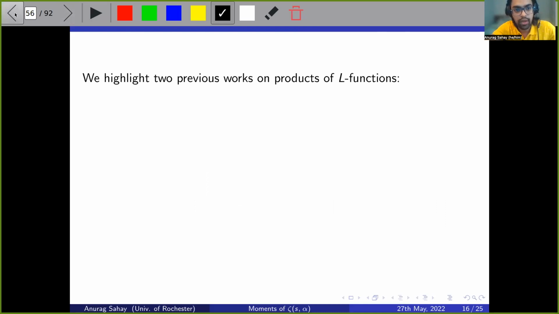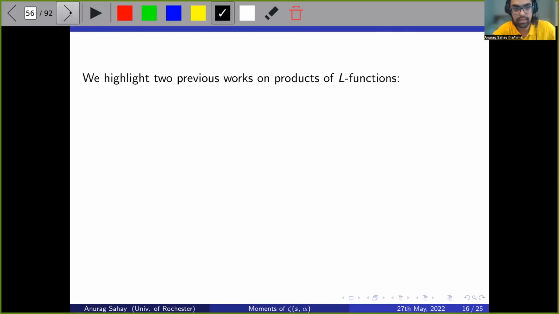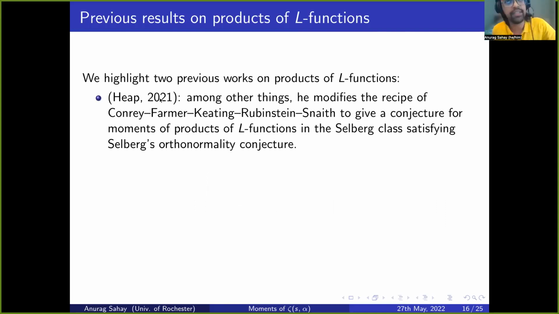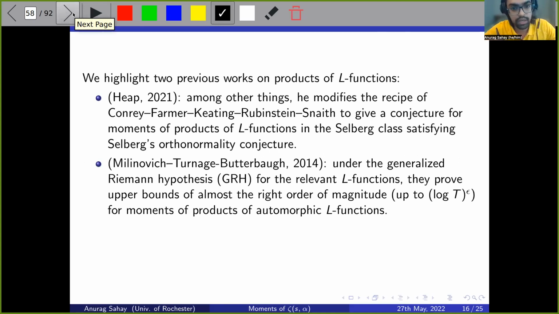So on the topic of moments of products of L functions, I want to highlight two previous works. One is by Heap. It says 2021, but he did it in his PhD thesis in 2014, I think. This is when it got published. He modifies this recipe of Conrey, Farmer, Keating, Rubinstein, and Snaith to give a conjecture for how the moments of products of L functions should be if you're in the Selberg class and you're assuming the functions involved satisfy the orthonormality conjecture. The other work I want to highlight is Milinovich and Turnage-Butterbaugh.